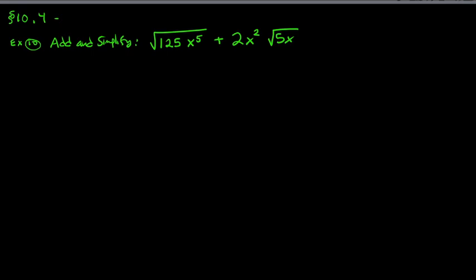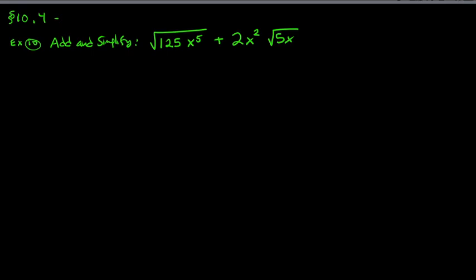Okay. So still in section 10.4, and this is example 10, I guess. We did a lot of examples, but I did remember to keep count this time. So add and simplify the square root of 125x to the 5 plus 2x squared square root of 5x.